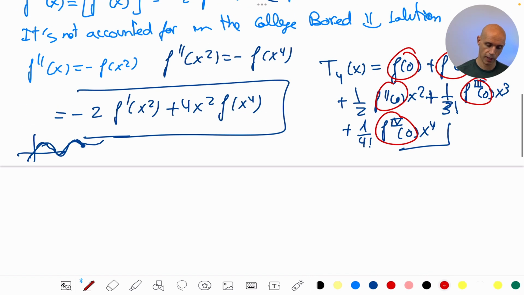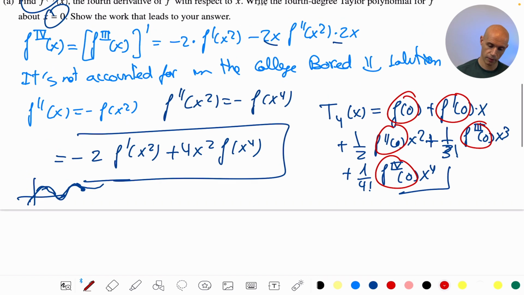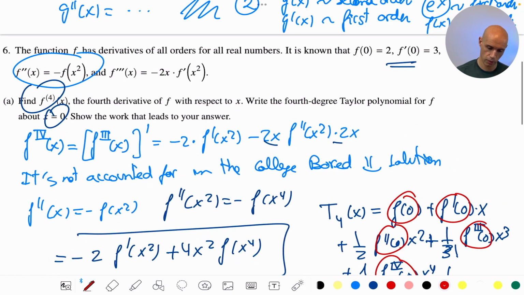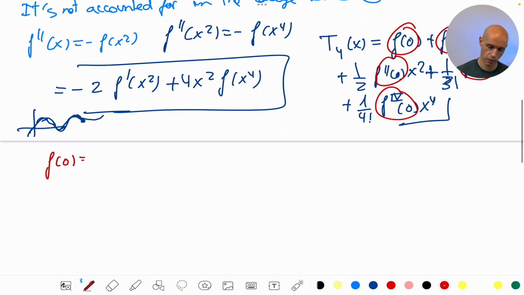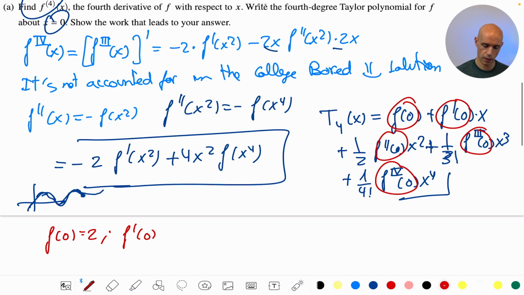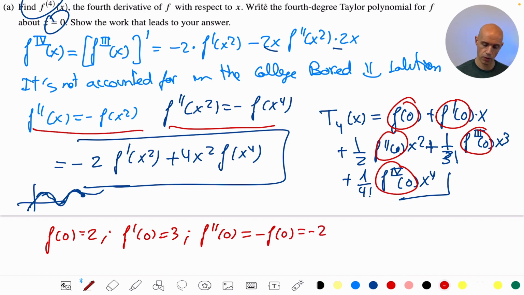So what we have is, okay, f of 0, it was given in the problem, right? It was 2 and 3. Okay, so f of 0 is 2. I don't want to cover it with my face, so it's down here. f prime of 0 is 3. The second derivative at 0, well, we can use the famous relationship here. So it's going to be minus f of 0, which is minus 2, right?